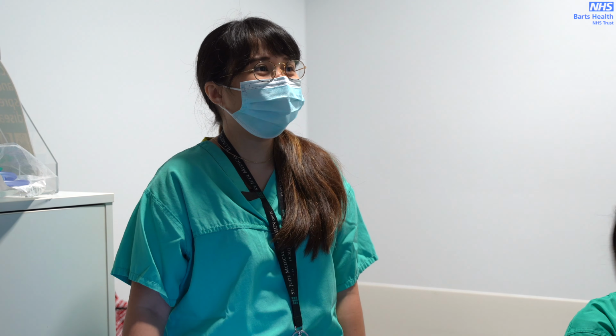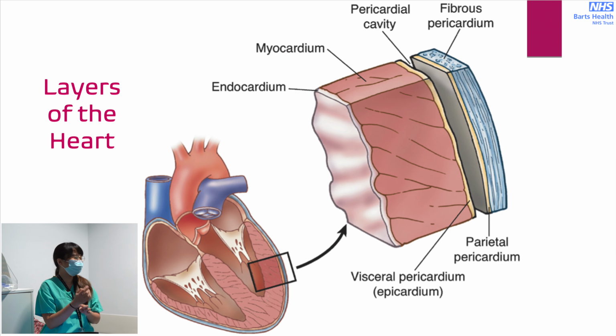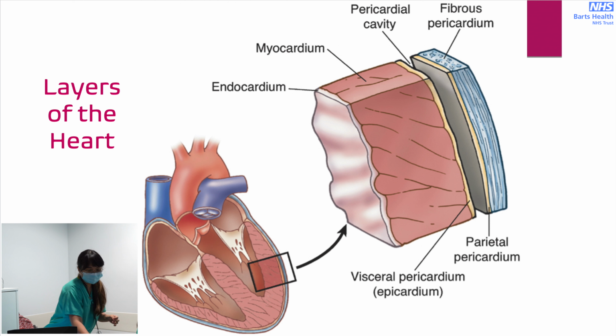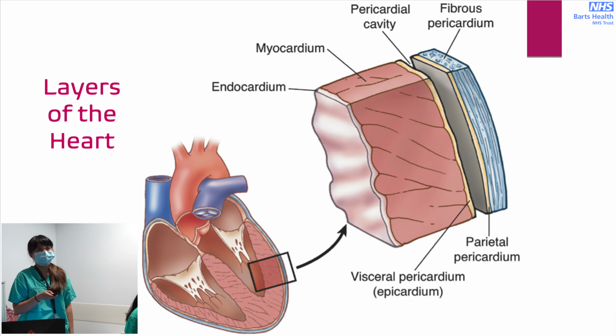So just a very quick, brief recap of the layers of the heart. You have 3 layers of the heart: the endocardium, myocardium, and the epicardium. And the heart sits in a fluid-filled sac called the pericardial cavity. 15% of idiopathic VTs originate in the epicardial layer.